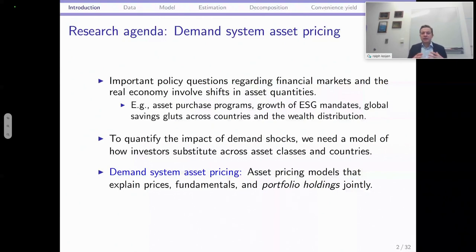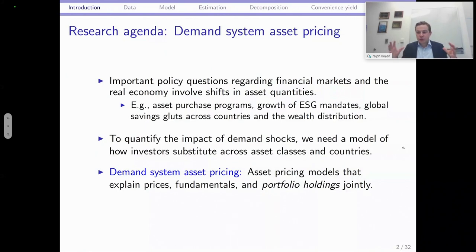Now, in order to quantify the impact of demand shocks, we need a model that describes well how investors substitute across asset classes and across countries. And I'll motivate why the cross-country dimension is important. I'm going to refer to this as demand system asset pricing. This is a class of asset pricing models, macrofinance models, that tries to jointly explain not just prices and fundamentals as we've done historically, but also portfolio holdings. And getting that part right is essential to get credible answers to these important questions. So that is our starting point.